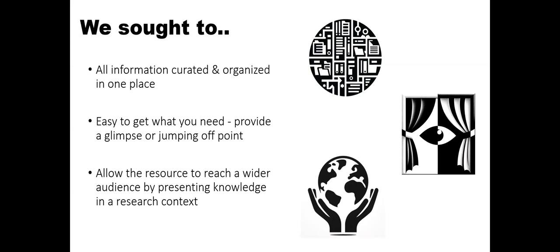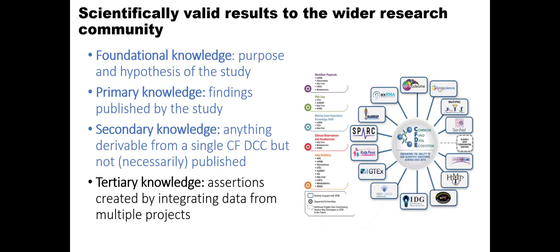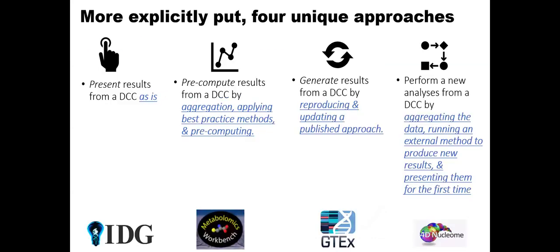So with this initial offering, we have all the information of all the DCCs curated in one place. We make it easy to get to. We provide like a jumping off point, a start, like on the cliff, right? And we hope this resource will reach a broader research context. So how do we do this? Well, we want to organize knowledge in 4 different categories. Without going into these in the interest of time, I'm going to more explicitly describe them.